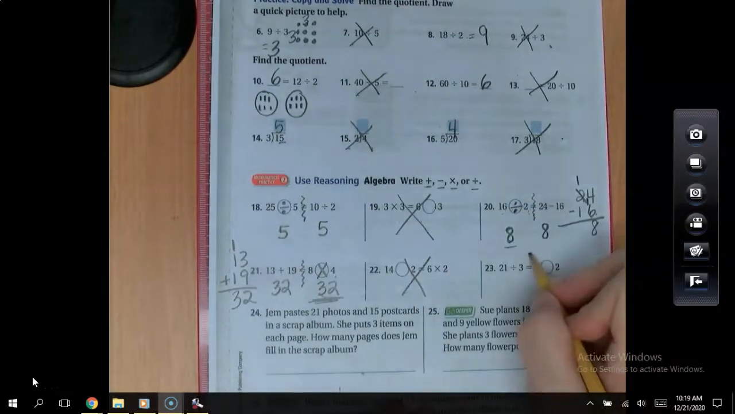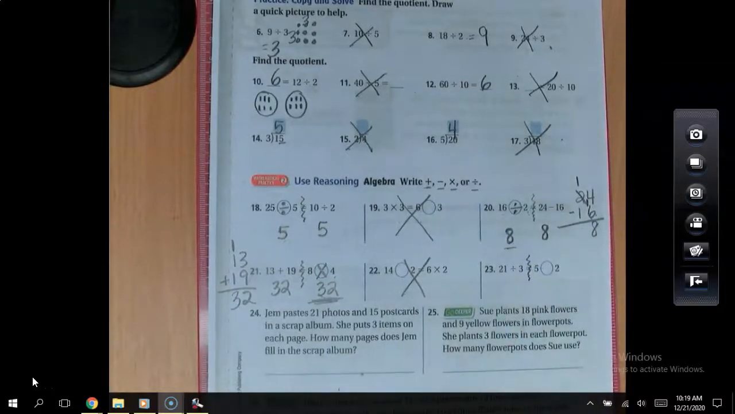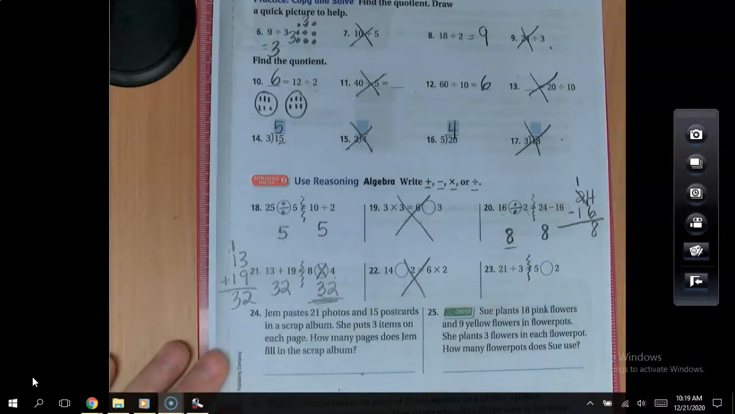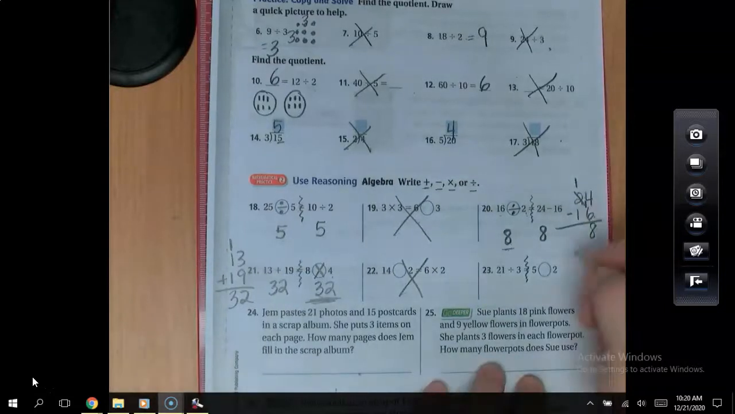Let's do our squiggly line so I know I have 2 separate problems. Figure out what side you have to solve. I have to figure out 21 divided by 3. If you don't know what 21 divided by 3 is, draw a picture. Think about 3 times what is 21. I'm going to draw a quick picture.